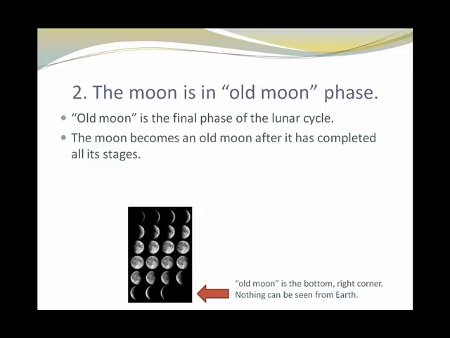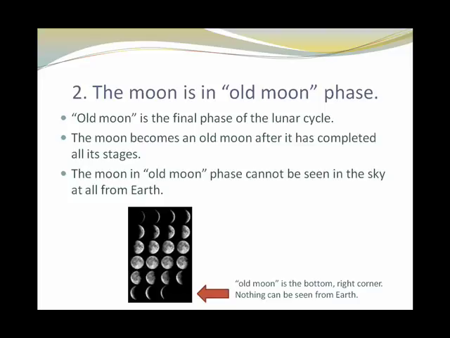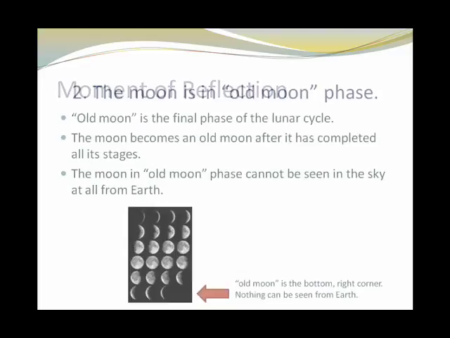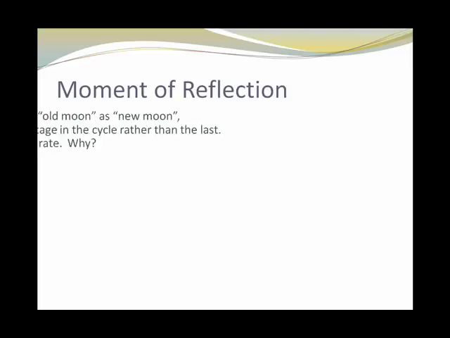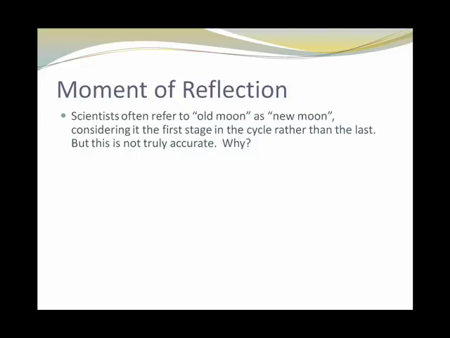The moon becomes an old moon after it has completed all the previous stages, and you can't see it in the night sky at all from Earth. Let's take a moment of reflection here. Scientists often refer to old moon as new moon, meaning they consider it to be the first stage in the lunar cycle rather than the last. But this isn't accurate to consider it to be the first stage and to call it a new moon.